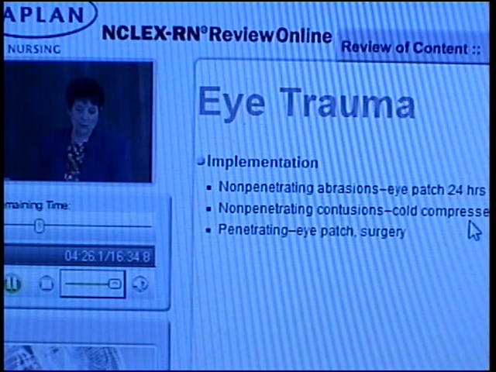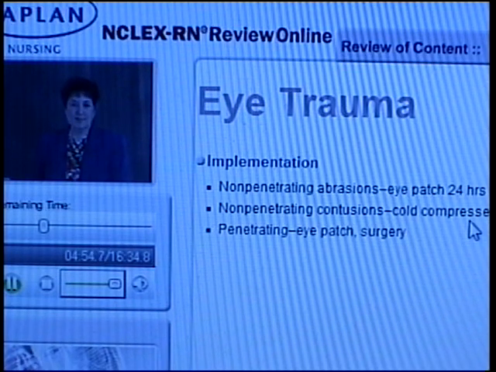For implementation with eye trauma, if it's a non-penetrating abrasion, they will patch the eye for 24 hours. If it is a non-penetrating contusion, meaning something bounces off the eye, they will use cold compresses and analgesics. If it's a penetrating eye injury, meaning something has entered the eye itself, you will put the eye patch on, you will immediately go and get emergency help, and they will do surgery to remove the foreign object in the eye.